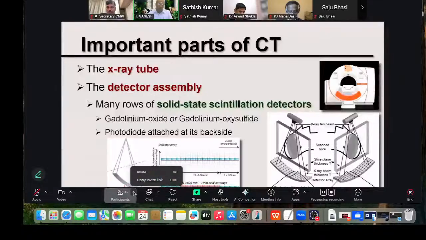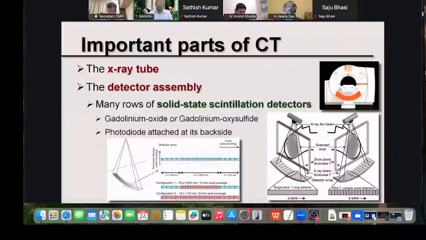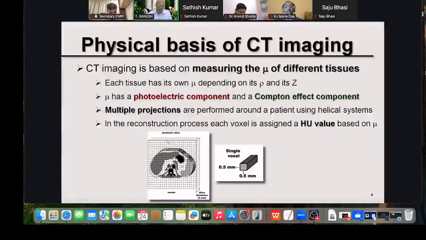Just to take a quick look at the important parts of the CT, the X-ray tube and the detector assembly are assembled inside a gantry, a ring type of gantry. And there are many rows of solid-state scintillation detectors in the form of gadolinium oxide or gadolinium oxysulfide. And there are photodiodes attached at the backside of these detectors.